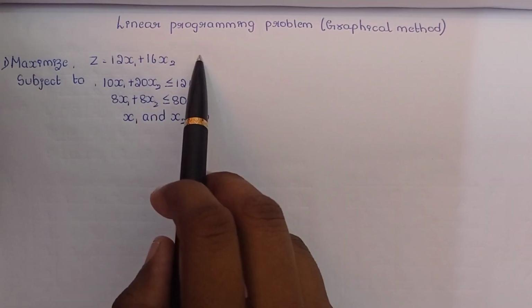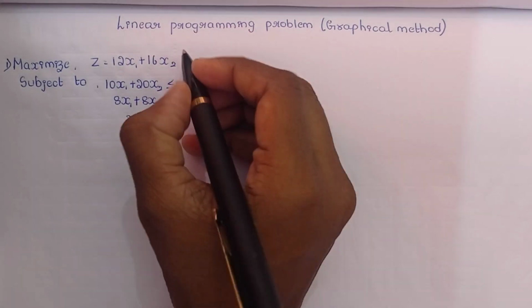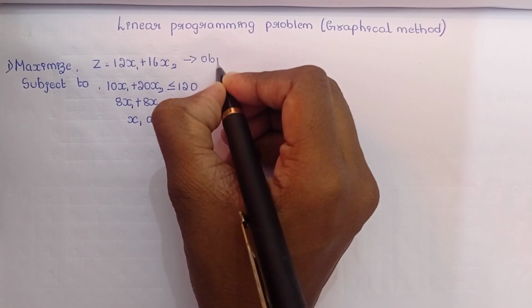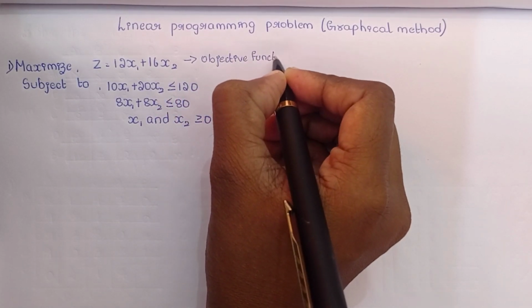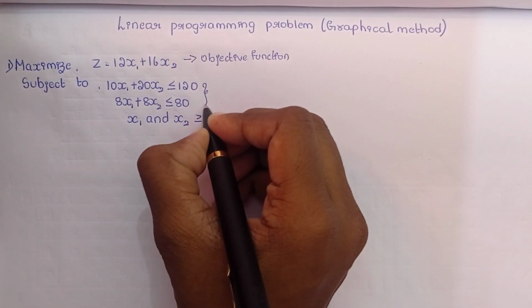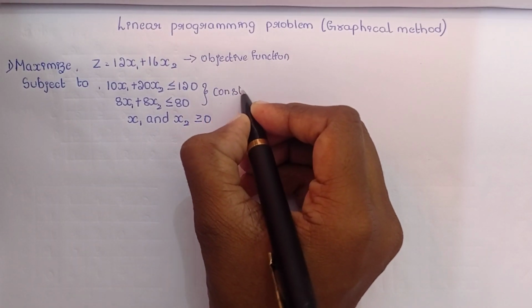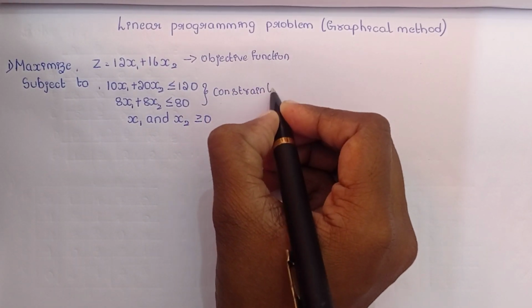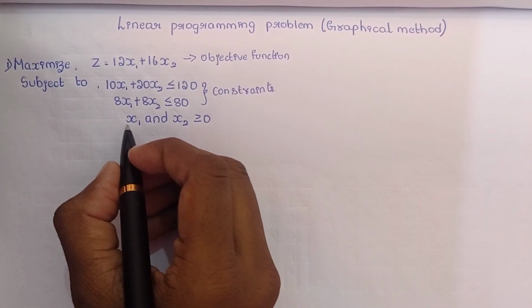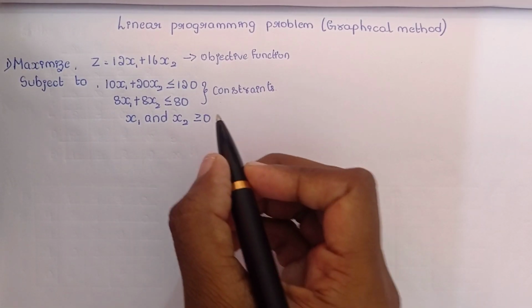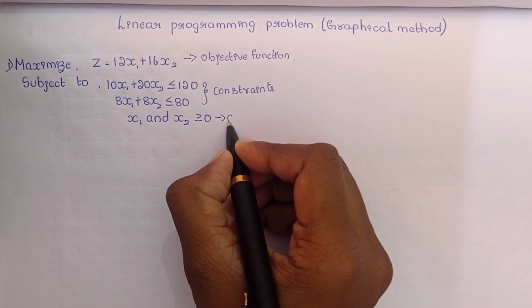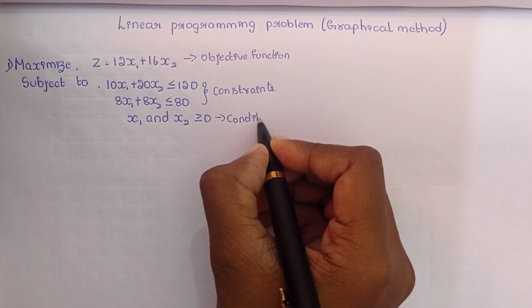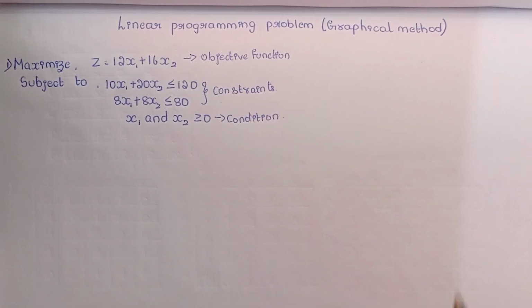In this question, this is the objective function. And this is the constraints. And the condition is that x1 and x2 values should be greater than or equal to 0. So this is the condition. So using this question, let's solve the problem.